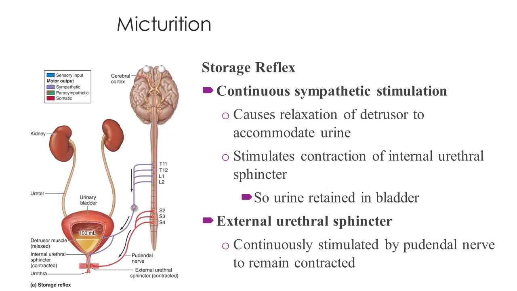So this storage reflex, sympathetic nervous system, we're awake. We're doing our thing throughout the day. We're going to relax the detrusor muscle. When you relax the muscle of the bladder, what's the bladder going to do? It's going to dilate, get bigger. You can accommodate more urine if it relaxes.